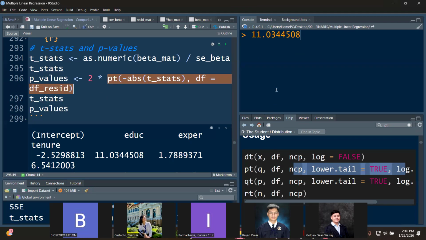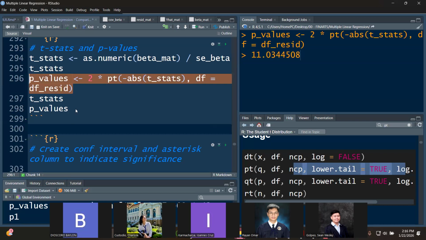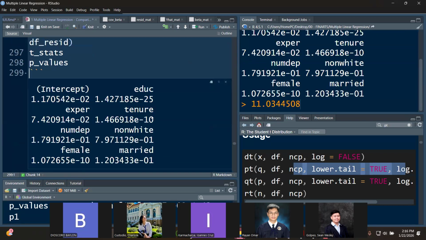This will give us the probability from the left side. Okay, kasi ang default, class, if you check this function, lower tail, so from the left side. And then we just have to multiply it by 2 so that we get also the right side. Kasi ang kinukuha natin probability, kasi yung t-stat natin, two-tailed. So which means that we have to get both sides, the lower left and the upper right. So that's why we're multiplying it by 2. So if we run this, control enter, and then print the p-values. There we go, class.